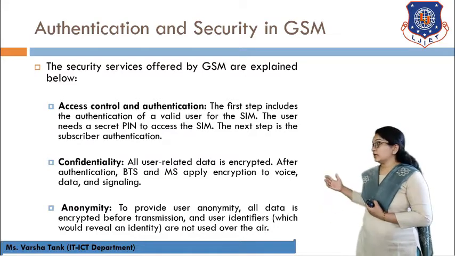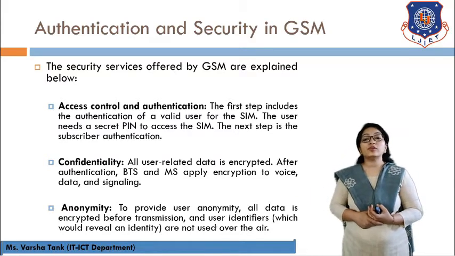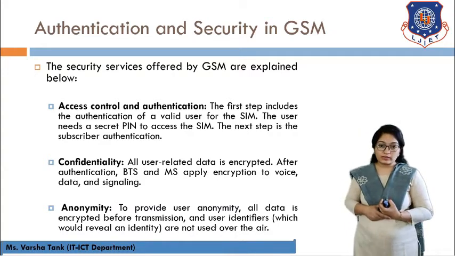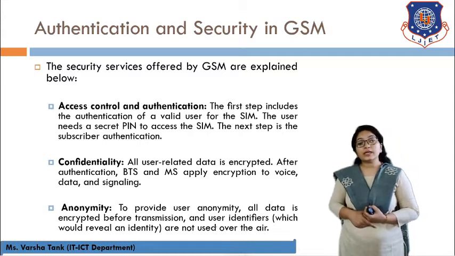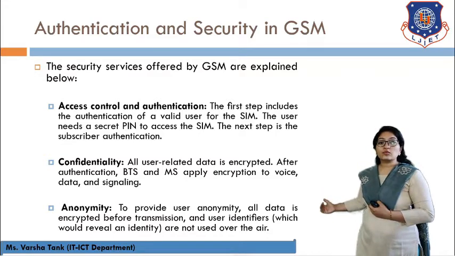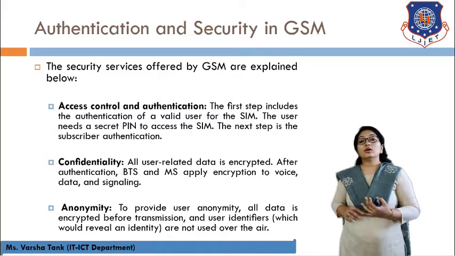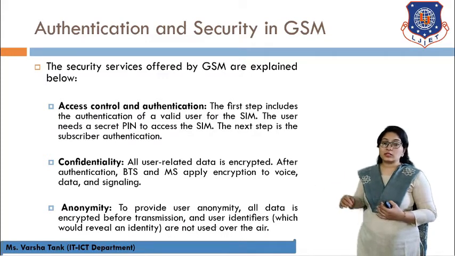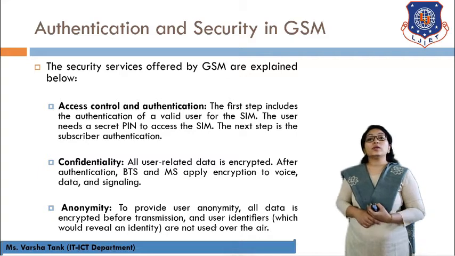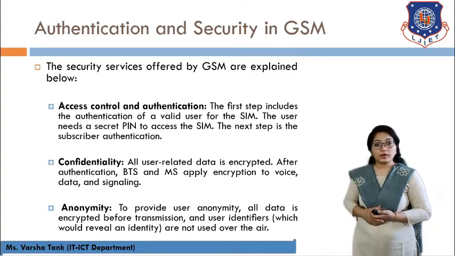Next is anonymity. To provide user anonymity, all the data is encrypted before transmission. So the identity of the user is not known to anyone when the data is transferred in the communication network. And the user identities which would reveal an identity are not used over the air. So any third person cannot know which user is transferring the data. These are the security services offered by GSM.